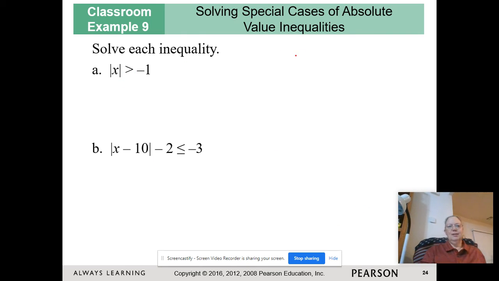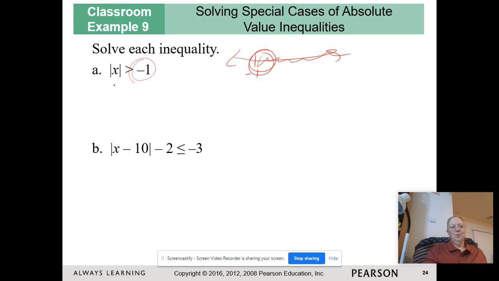This one's kind of tricky. Let me show you what's happening here. We have the absolute value is greater than -1. The distance has to be greater than -1. Okay, so here's my -1, right? But remember, you can't have a negative absolute value.